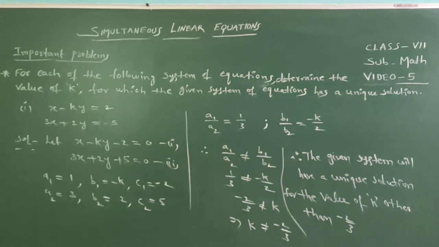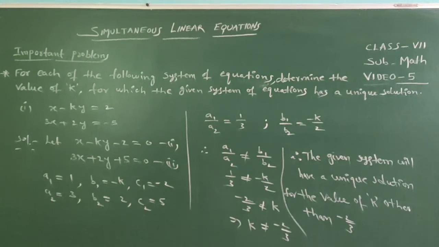From the first equation, a1 equal to 1, b1 equal to minus k, c1 equal to minus 2, a2 equal to 3, b2 equal to 2, c2 equal to 5. a1 by a2 equal to 1 by 3, b1 by b2 equal to minus k by 2. The given system has a unique solution. They only give that; if they have a unique solution, they are asking to find the value of k. So a1 by a2 is not equal to b1 by b2 is the condition. By using that condition, you got that k should not be equal to minus 2 by 3.